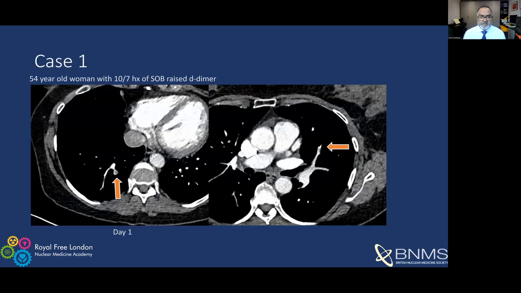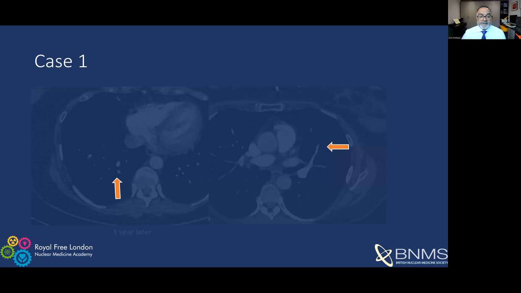I'll show you some cases which will hopefully illustrate the point and the extent of the varying abnormalities we can see on a VQ scan. So this is case one, a 54-year-old woman with a 10-day history of shortness of breath and raised D-dimer. The CTPA is pretty straightforward. You can see these segmental filling defects on the pulmonary angiogram, which are in keeping with acute pulmonary embolus.